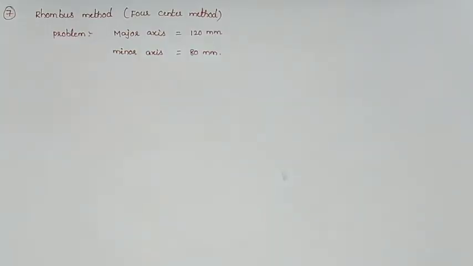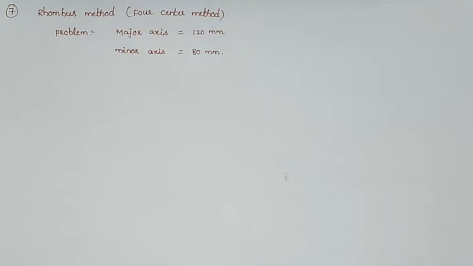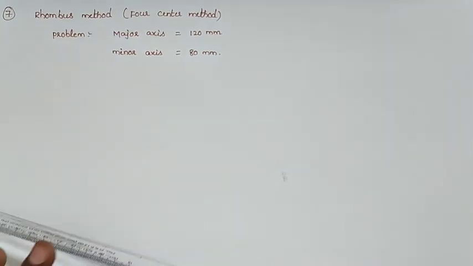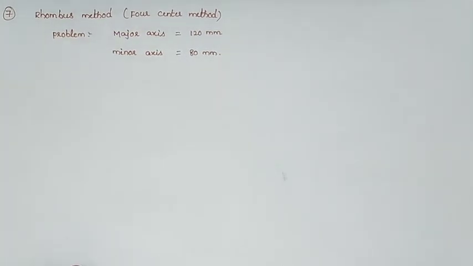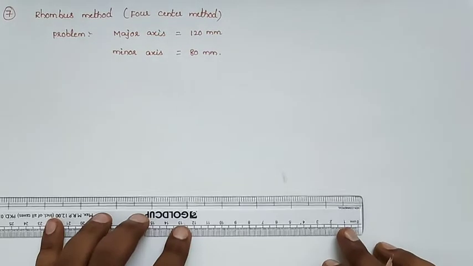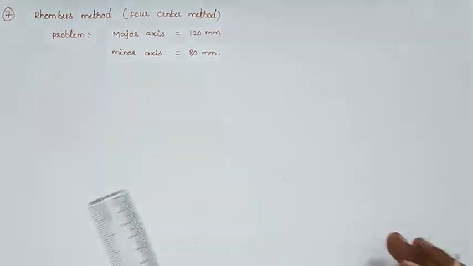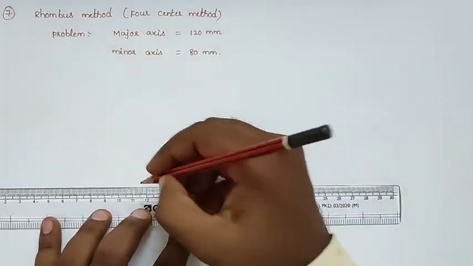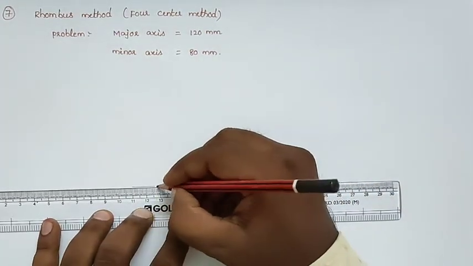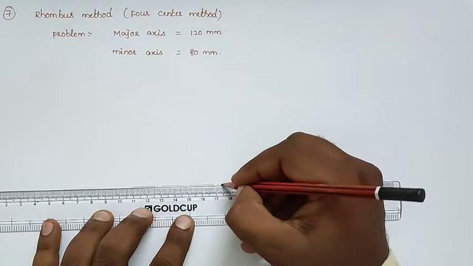Coming to another method, the rhombus method. This is the last method for constructing an ellipse. In this method also, you can call it a 4 center method, they give the major and minor axis line lengths and ask us to draw the ellipse using this method. In this method, first of all, we will draw the major and minor axis lines with 120 and 80 mm.